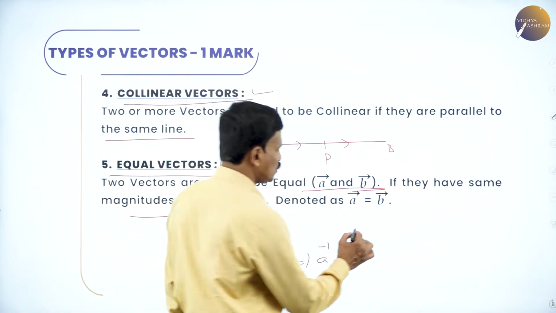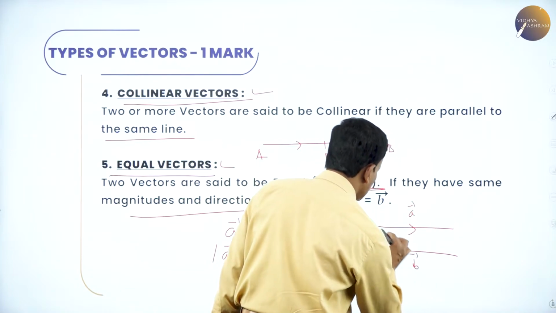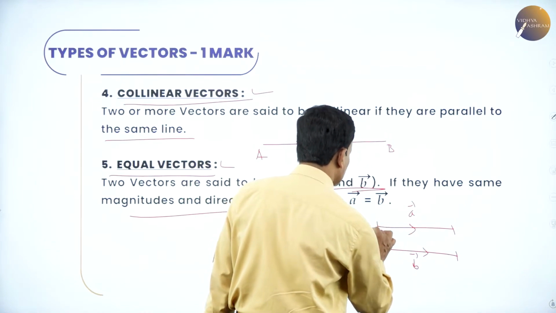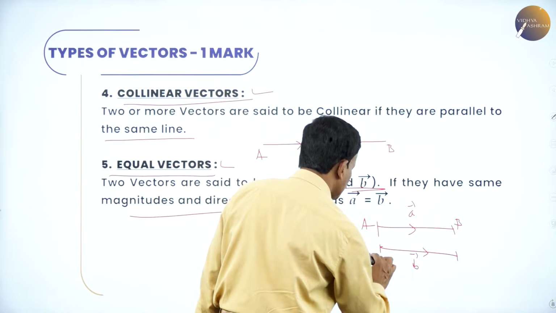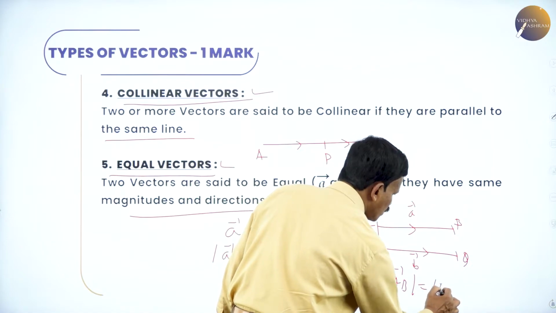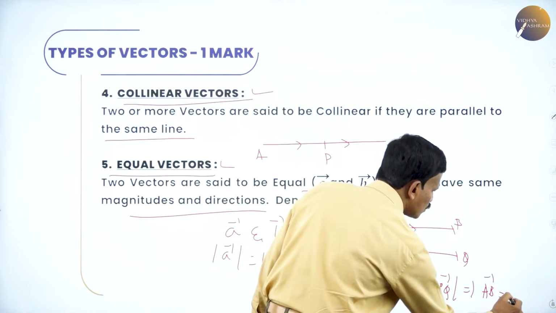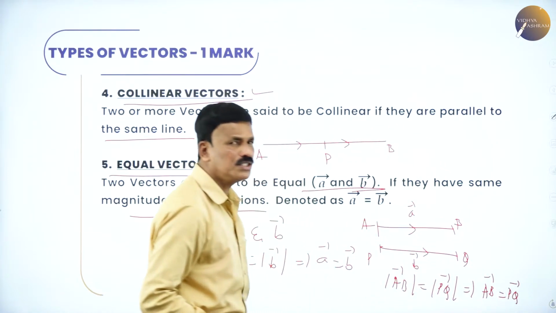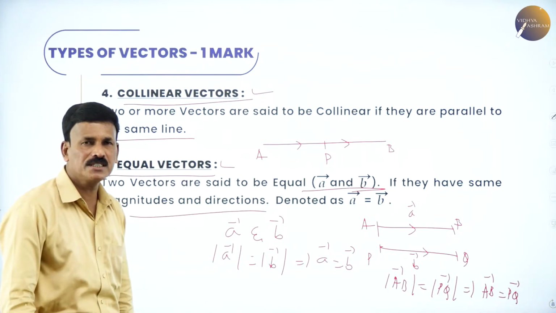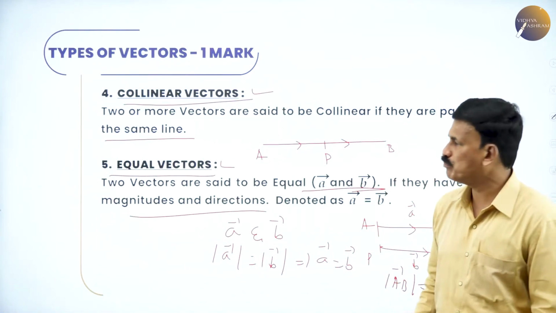Consider these two vectors, vector AB and vector PQ. They are said to be equal if and only if the length of vector AB is equal to the length of vector PQ. Then only you can say that vector AB is equal to vector PQ. So if two vectors have the same magnitude and the same direction, then they are said to be equal, denoted as vector A is equal to vector B.